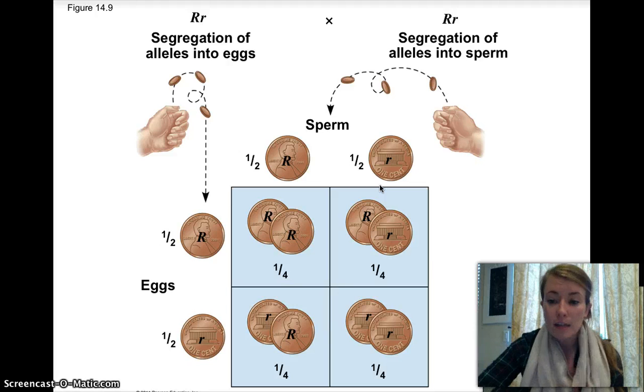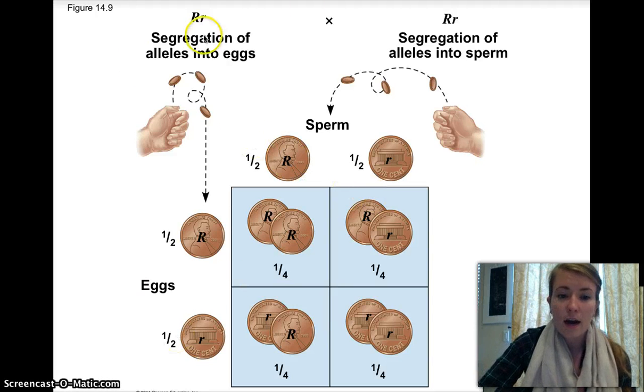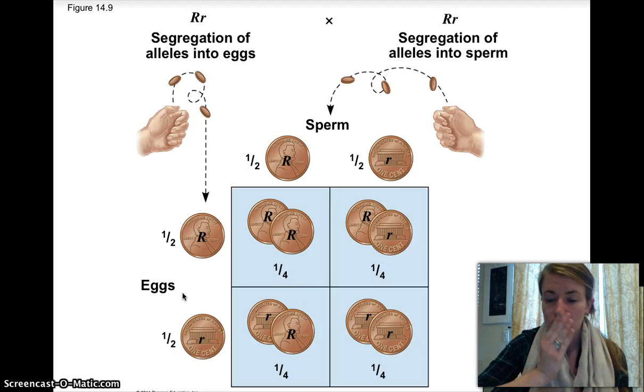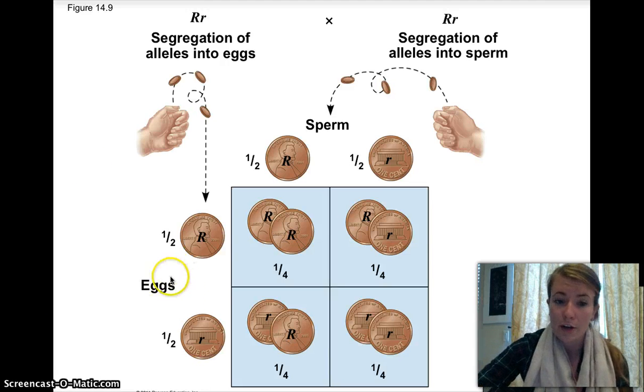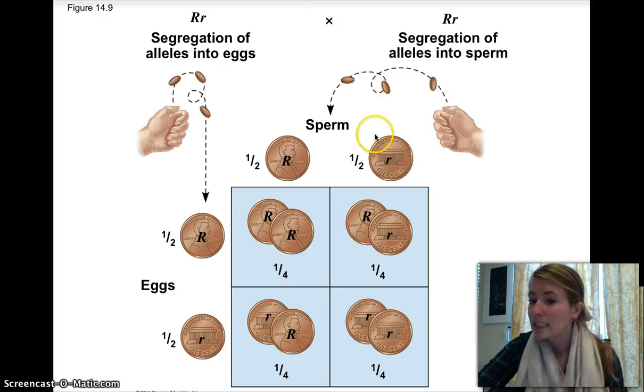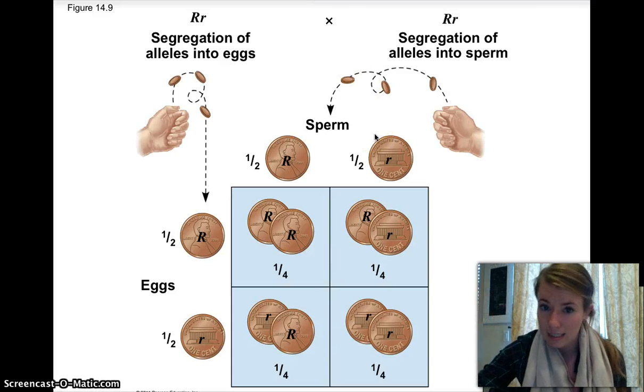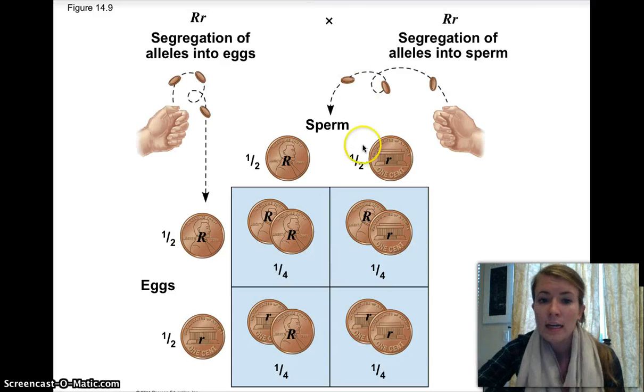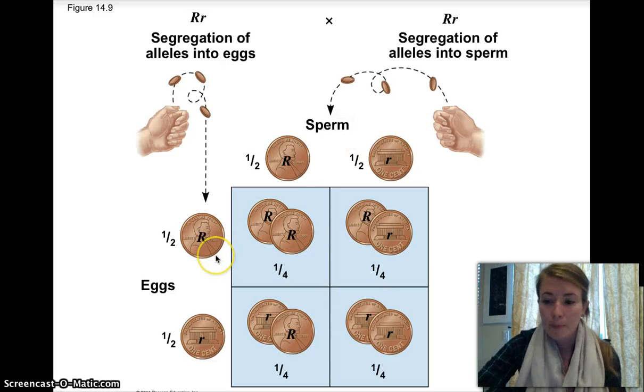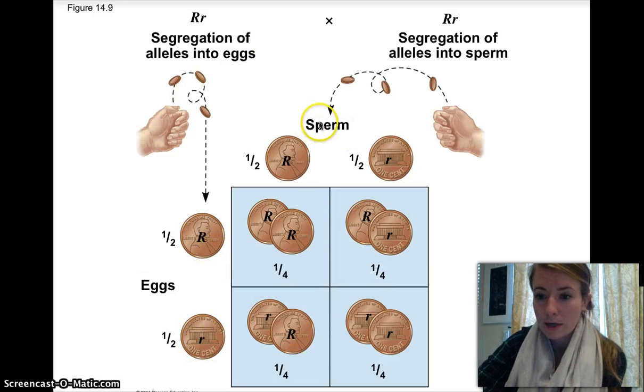Okay? And how the egg gets decided is completely independent of how the sperm gets decided. So it's like flipping a coin with the egg, whether or not you're going to get a dominant or recessive, and it's completely independent, but the same, of the sperm. Okay? So half chance you're going to get big R, half chance you're going to get little r. Same thing up here. Half chance you're going to get big R, half chance you're going to get little r.